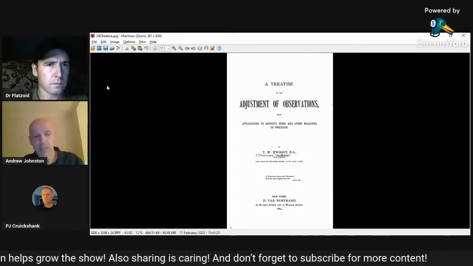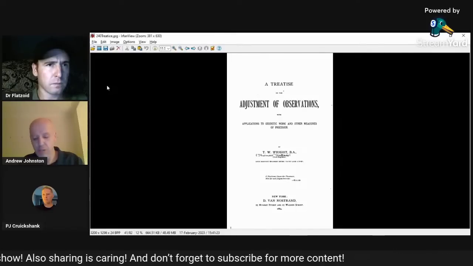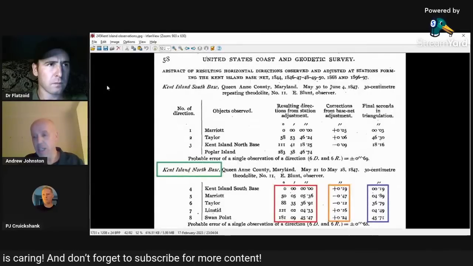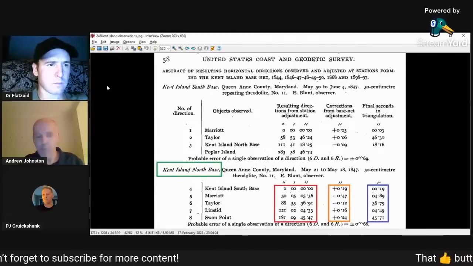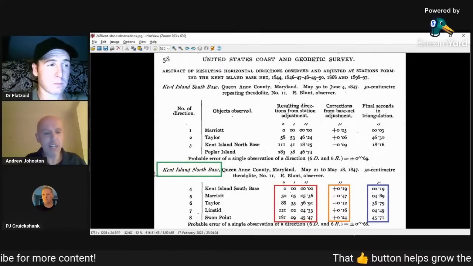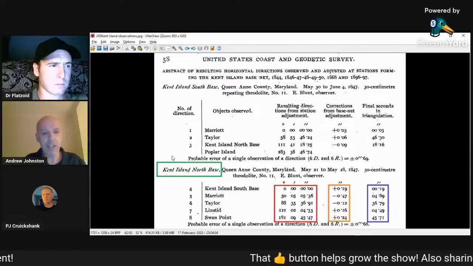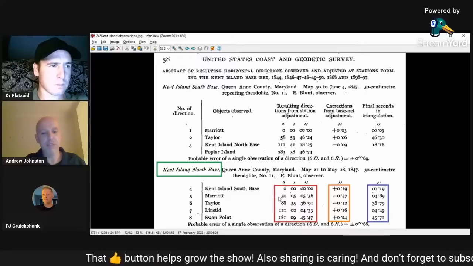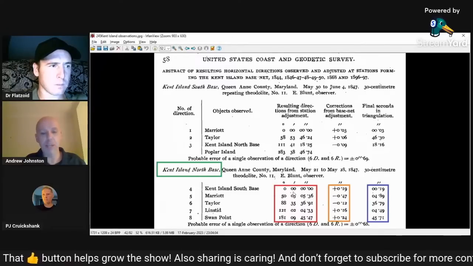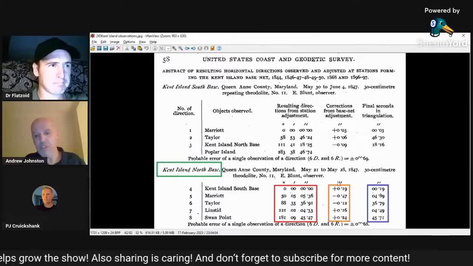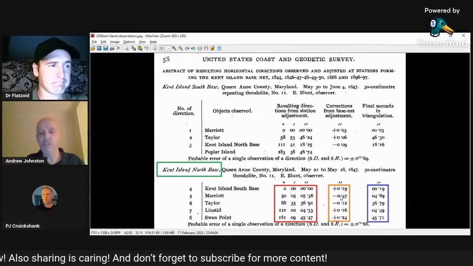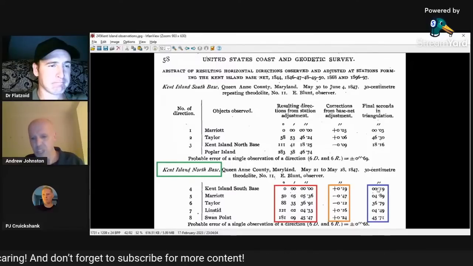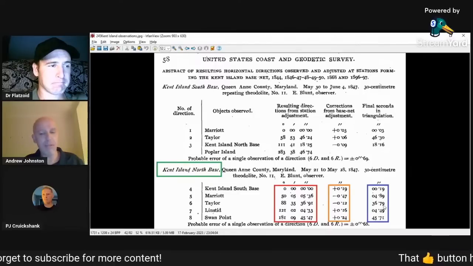Now, importantly, I do have to mention that these corrections do not actually add any angles. They just shift them around. So looking here at the angles that were measured at the Kent Island North base, in the red, we can see the angle difference between the different stations around them that they measured. In the orange box, we can see the corrections that were made to these due to this statistical process. And in the blue box, we see what the angles got adjusted to.